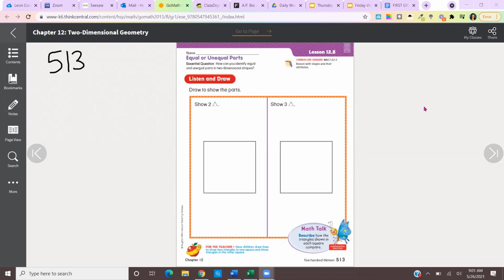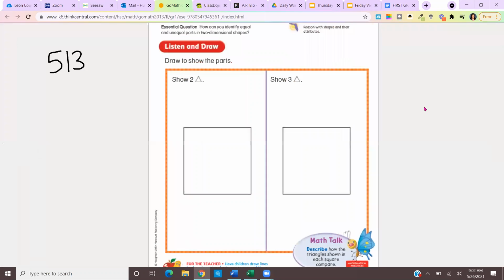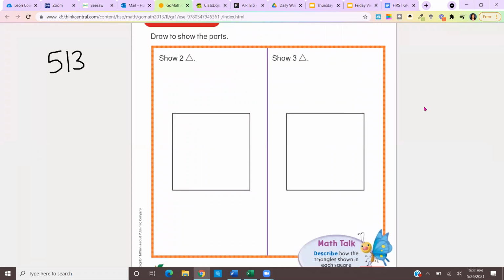Today we are working in chapter 12, lesson 8, equal or unequal parts. So today our big question, our main idea is, how can you identify equal and unequal parts in two-dimensional shapes? So look down at our picture. Zoom in a little so it's easier for us to see.